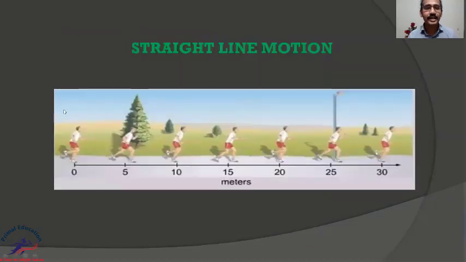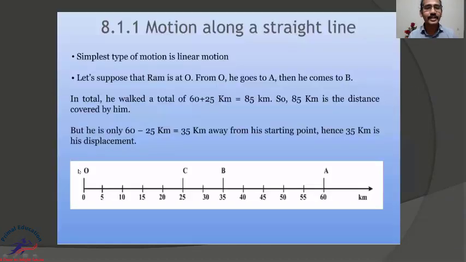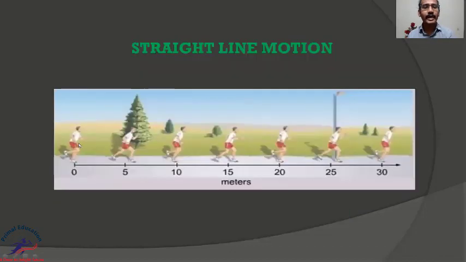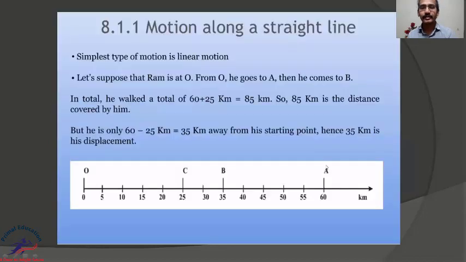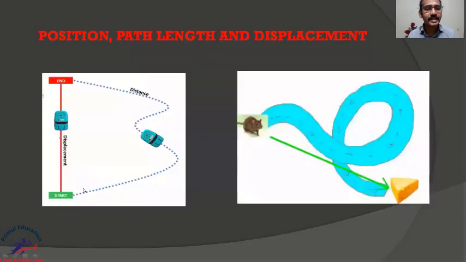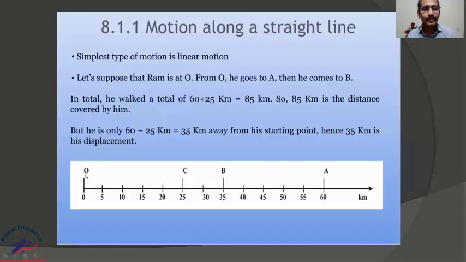In straight line motion, you can observe a person at point O. He started at 0 meters. He reached 5 meters, 10 meters, 15, 20, 25, 30. He is going in a straight line. He is not changing any direction. Clear?